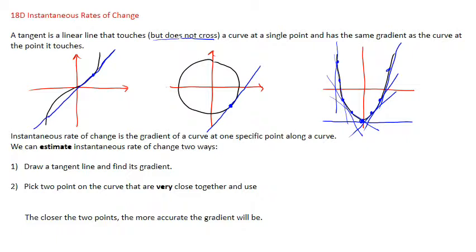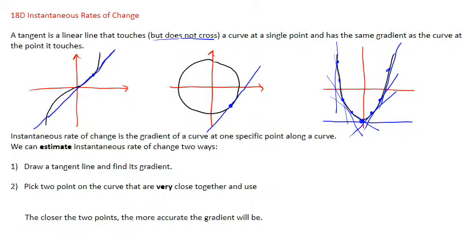So we can estimate instantaneous rates of change in two ways, and the key word is estimate. These are not exact ways to do it. We're only estimating at this point. So the first one is to draw a tangent line at a point and try and find the gradient using rise over run, or y2 minus y1 over x2 minus x1.